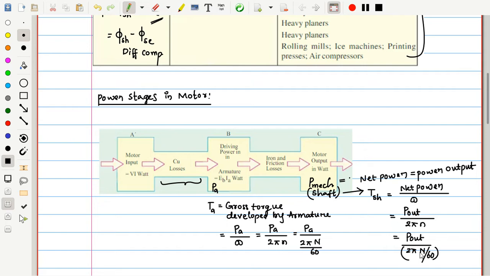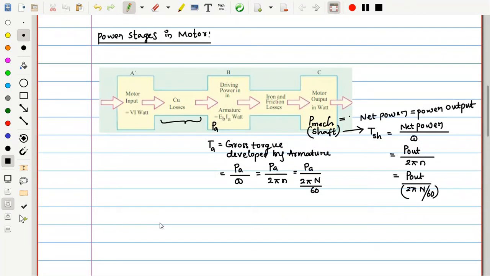So these are the power stages. Just try to interpret yourself. We have seen previously the commercial efficiency, electrical efficiency, and mechanical efficiency. So once you get these, the overall efficiency, which is the commercial efficiency, I can write as P out divided by P in.